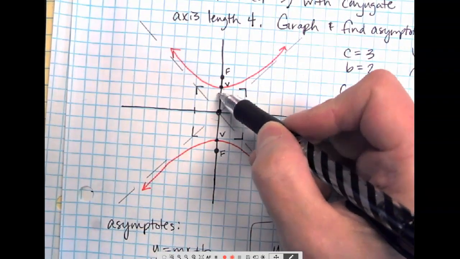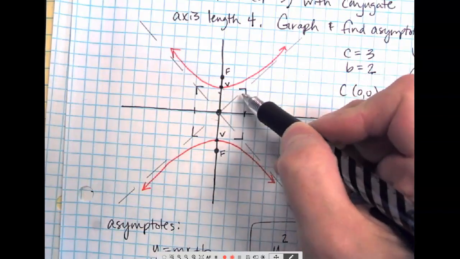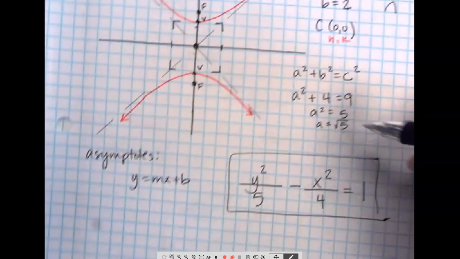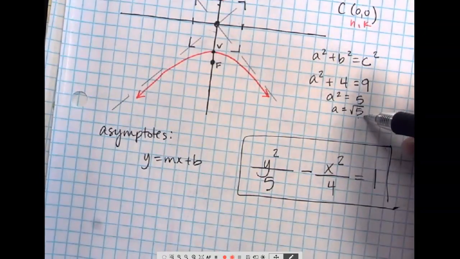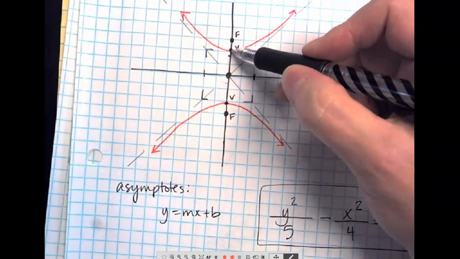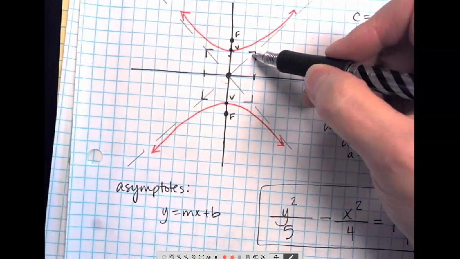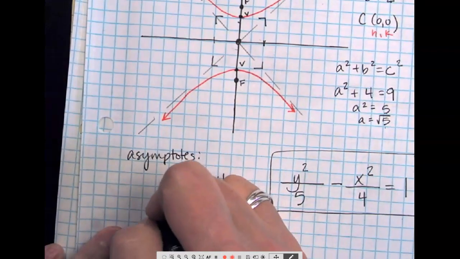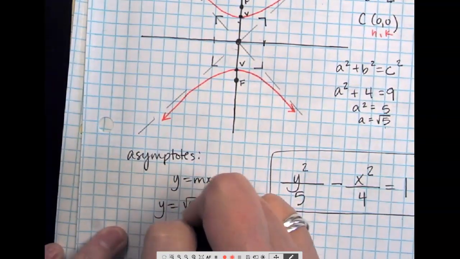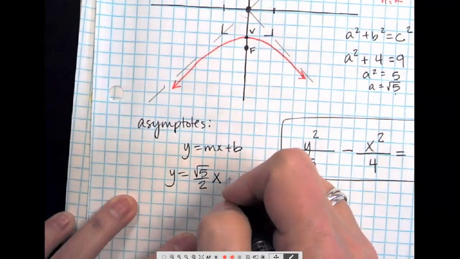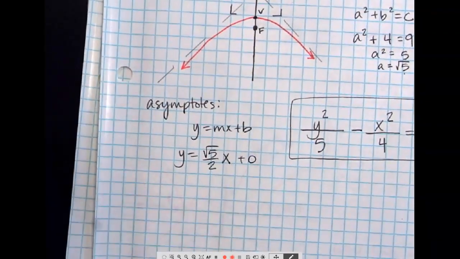Rise 2, run 2. That's not right. Oh, we rose square root of 5, didn't we? It looked like 2 on my graph. Remember, A is square root of 5. So I went up square root of 5 to the vertex and over 2. So that's my slope. Square root of 5 over 2, times x, that's mx, and then b is 0. So you can write that in or not.